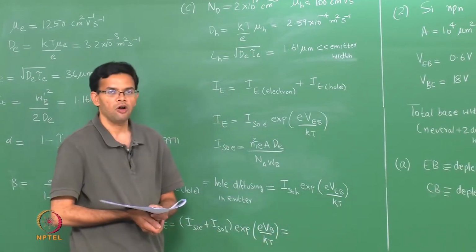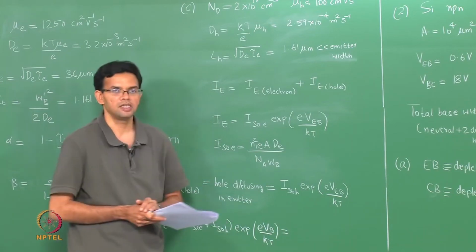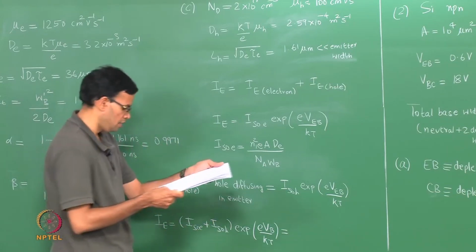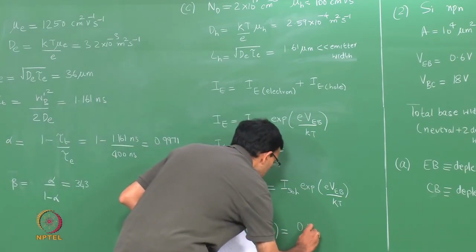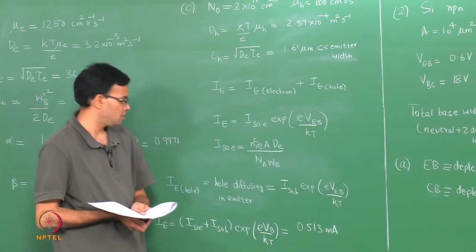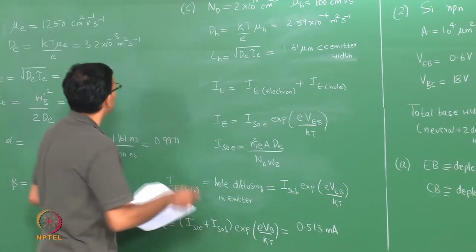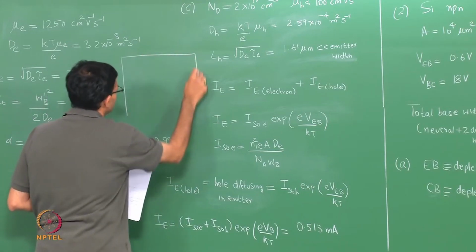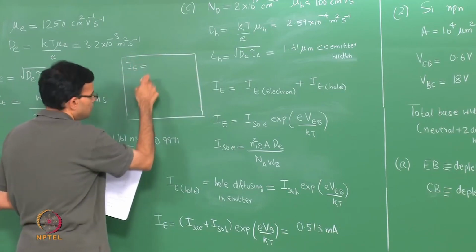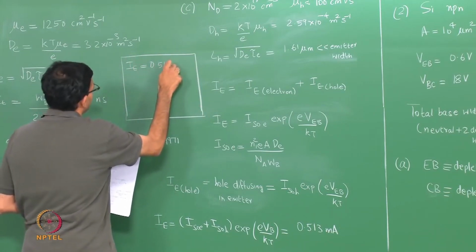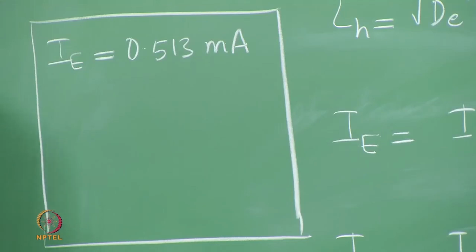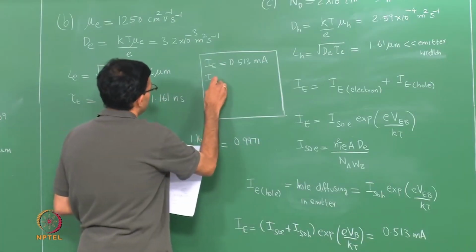So, we can substitute all the values, all the different components are essentially known. So, I will not do the substitution here, but just write the final answer. So, the emitter current is 0.513 milliamps. So, let me just write that down here. I will separate a small section to make it easier. So, IE is 0.513 milliamps. So, we want to also calculate the collector current, that is given by alpha.